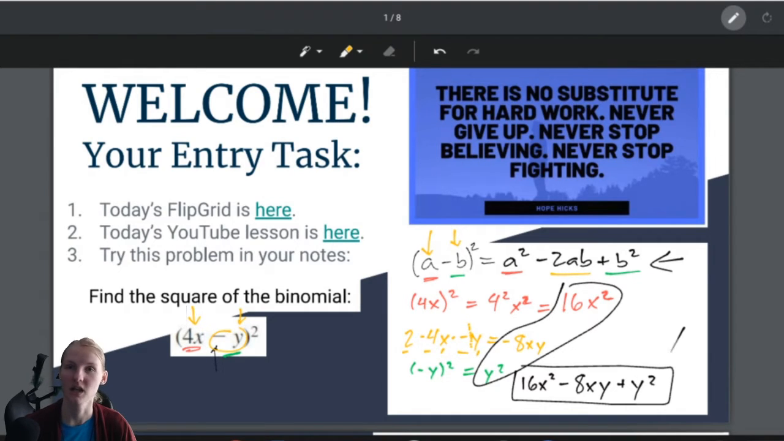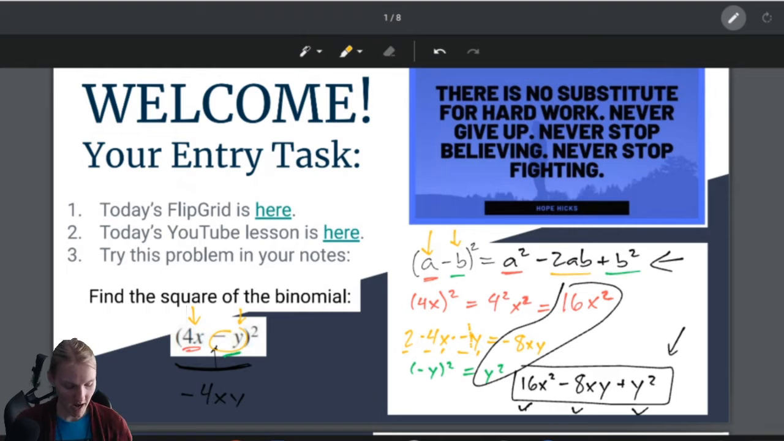And a good way to check yourself is just to make sure that this pattern is actually being followed in your answer. So a squared, 16x squared, yup, that makes sense. It checks out. Negative 2ab, if I just put these terms together, that's negative 4xy times 2 is negative 8xy. So yep, looks good. And then last term squared, well, y squared is just y squared. So yep, everything checks out. Hopefully that one wasn't too bad for you. And if you did all your homework, I don't think it would have been.